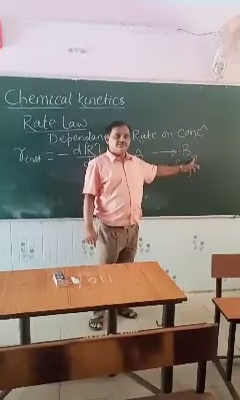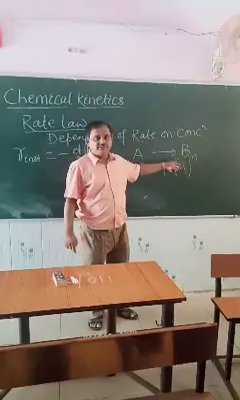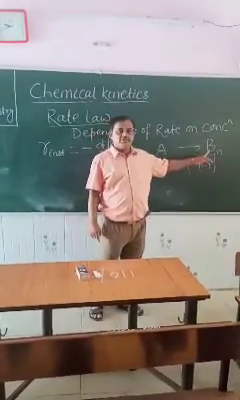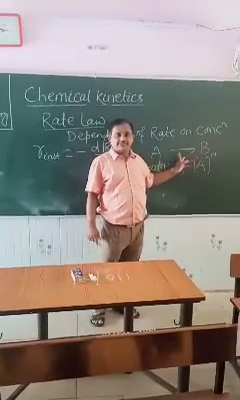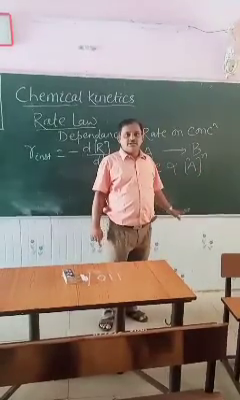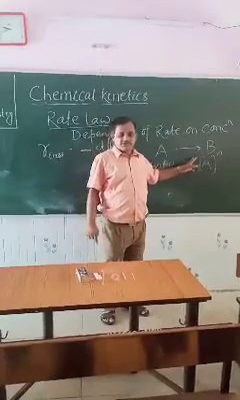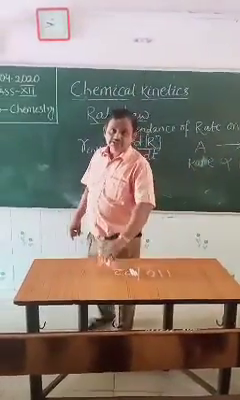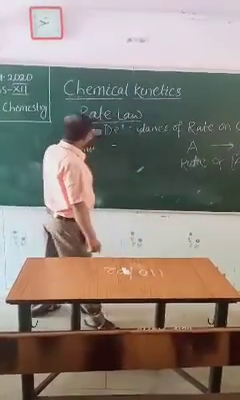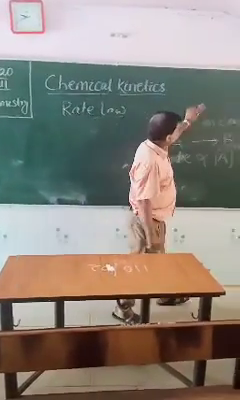This n is determined experimentally. It is very important: this n cannot be determined from the balanced equation. n may or may not be the stoichiometric coefficient of the reactant, but this n is determined experimentally. And n is also called the order of reactant A. This order is determined experimentally.